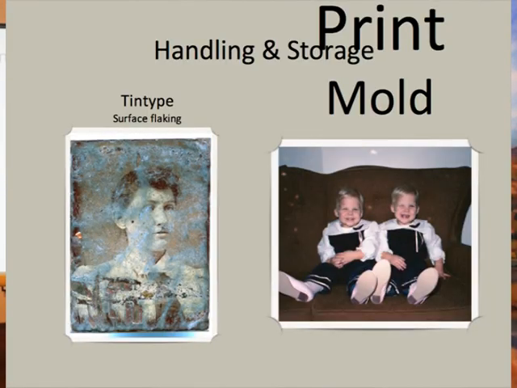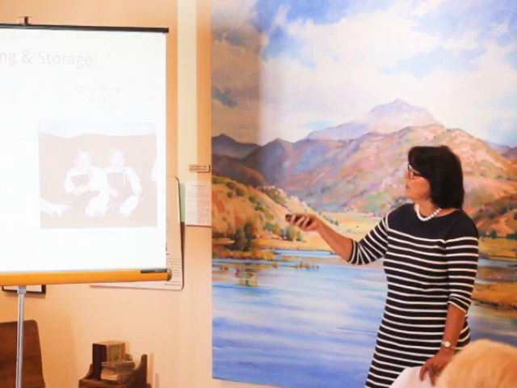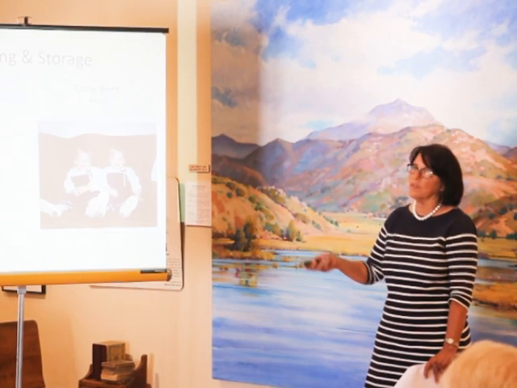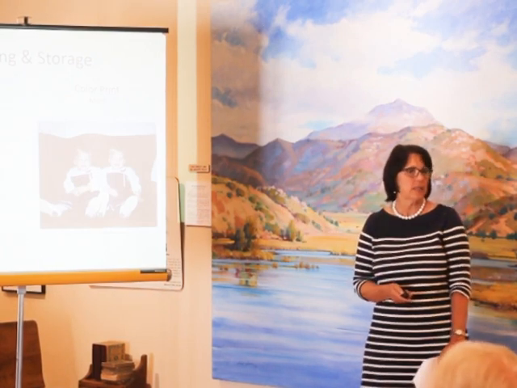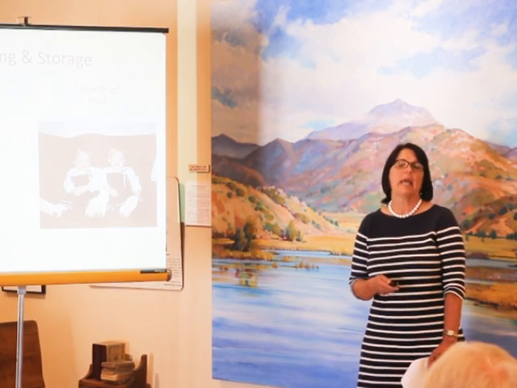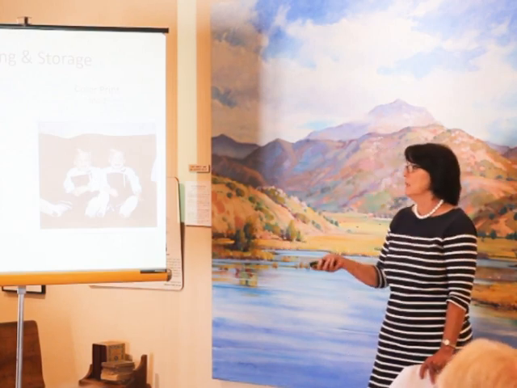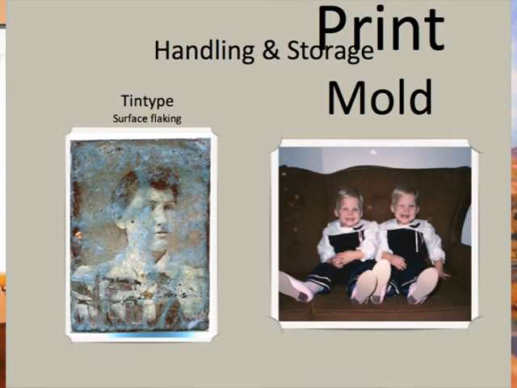This is an example of a tintype. We had a person bring this in and literally just toss it. These are very rare and uncommon, and the damage, the flaking of the silver on the surface, cannot be brought back. Other photos can be improved by a trained photo conservationist, but something like this tintype cannot. This is an example of mold on these prints.